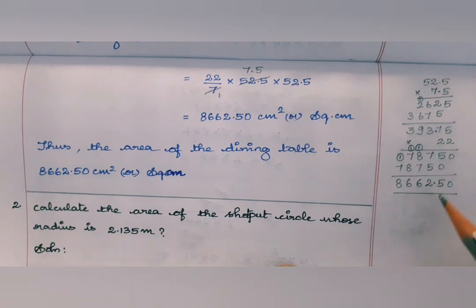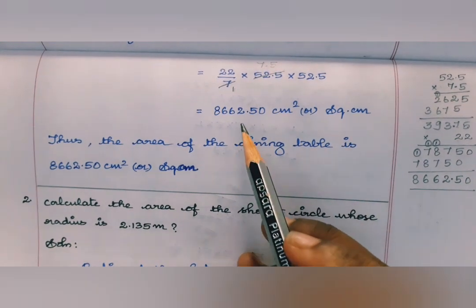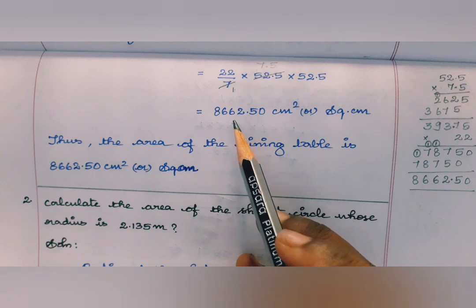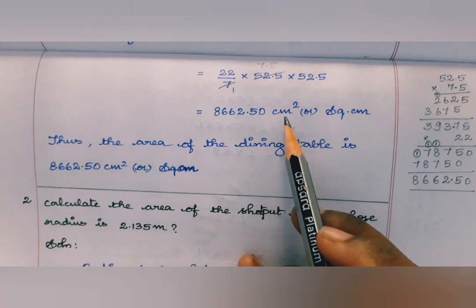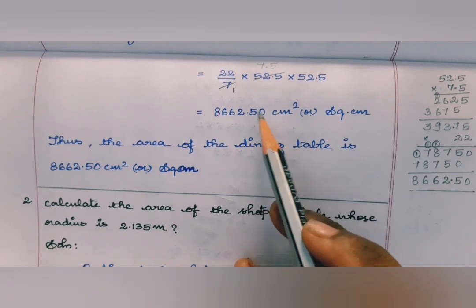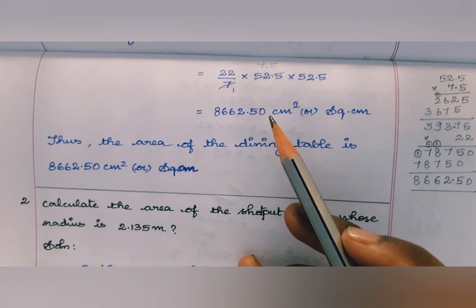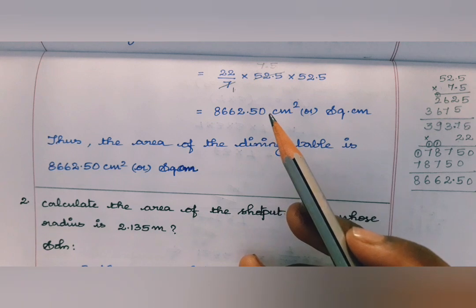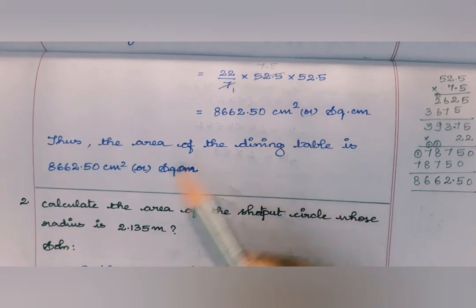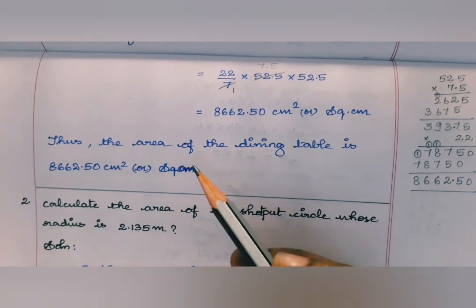After that we have to multiply it with 22. When we multiply it with 22, we get 8662.50. Therefore the answer is 8662.50 centimeter square or square centimeter. If you write the 0 after the decimal, it is not a problem, because 0 doesn't have any value. Clear? Thus, the area of the dining table is 8662.50 square centimeters.